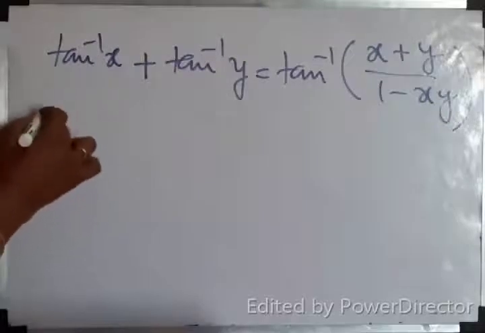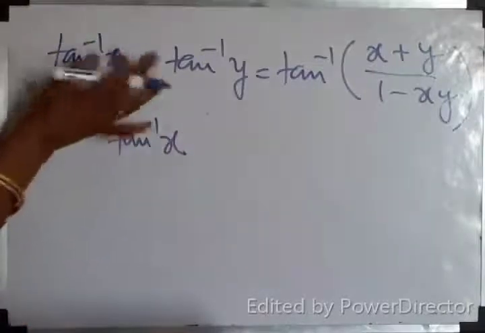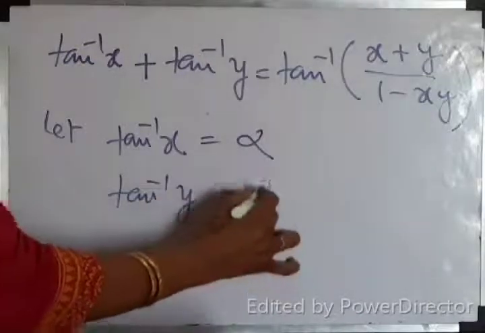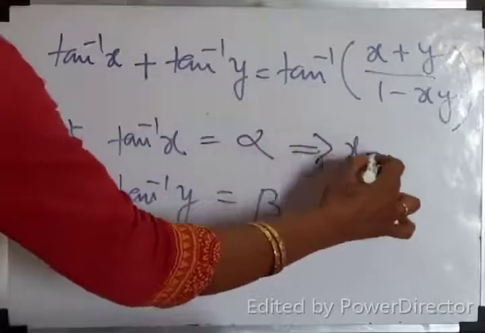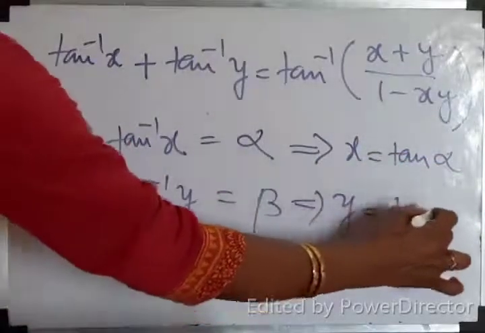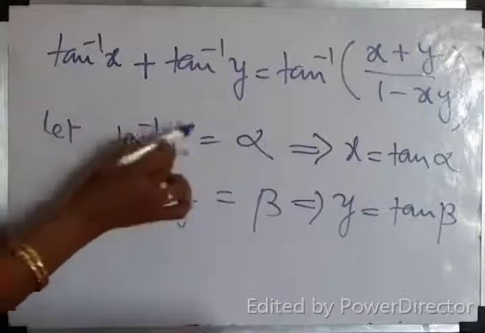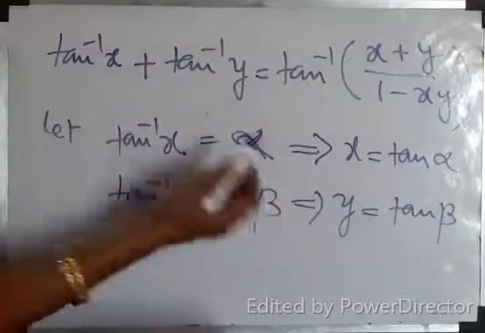Okay, we'll start now. Let tan inverse x, what is inverse trigonometry representing? Angle. So let it be alpha. What is tan inverse y? Let it be beta. Tan inverse x equal to alpha implies x equal to tan alpha. Correct? Implies y equal to tan beta. Now tan inverse x is an angle, so I am writing it as alpha, and this is beta. Therefore x equal to tan alpha, y equal to tan beta.